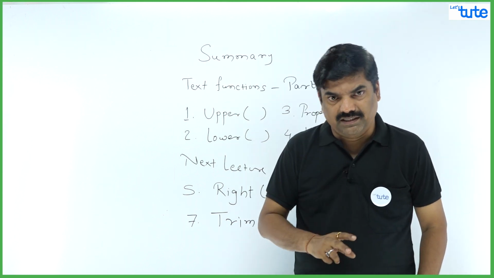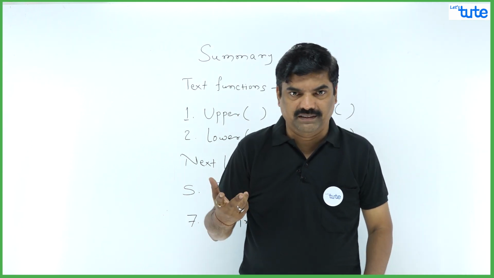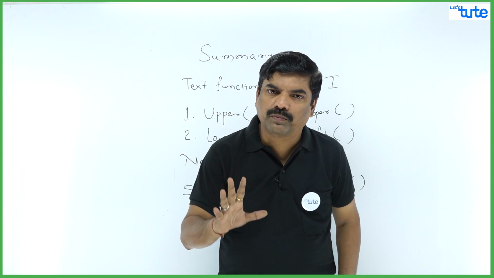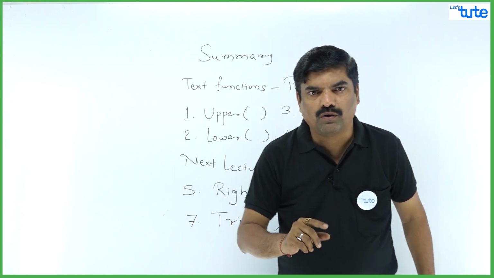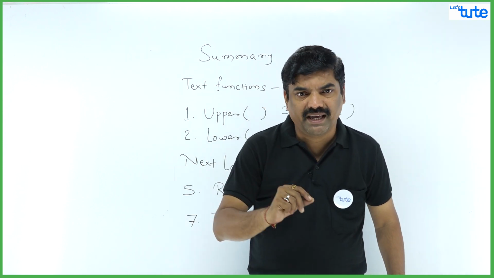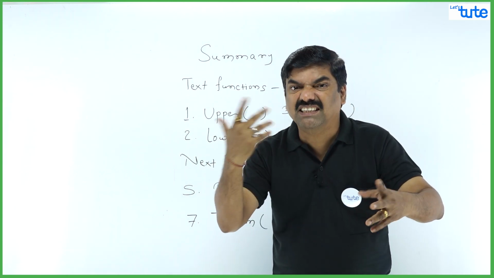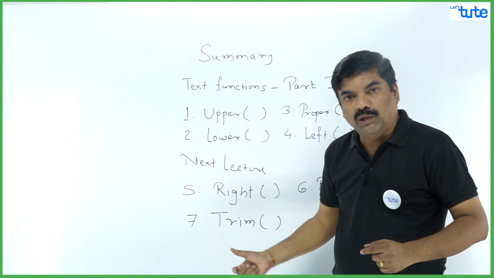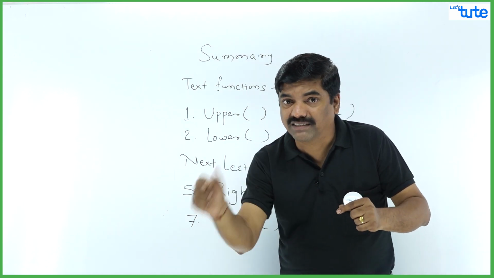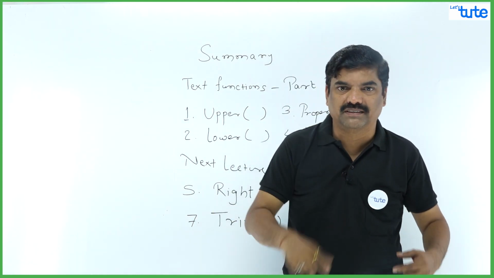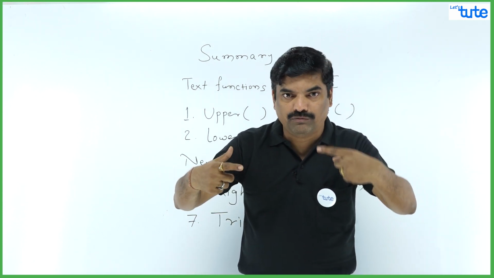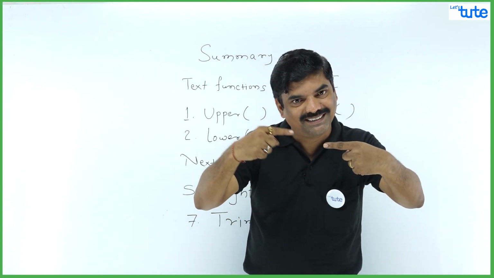If a text has more spaces than needed, the minimum space required is only 1. For example, his name is Mahesh Jadhav, and in between Mahesh and Jadhav there are 10 spaces. This command will remove 9 spaces and keep only 1 space. Then your answer will be Mahesh space Jadhav.